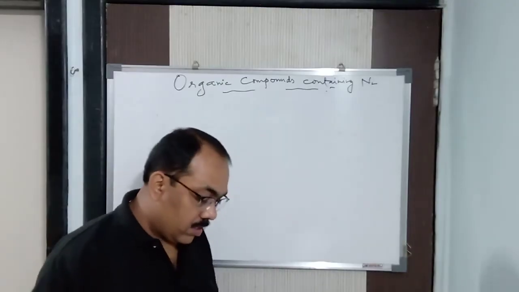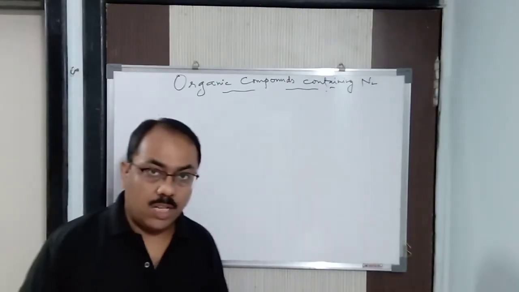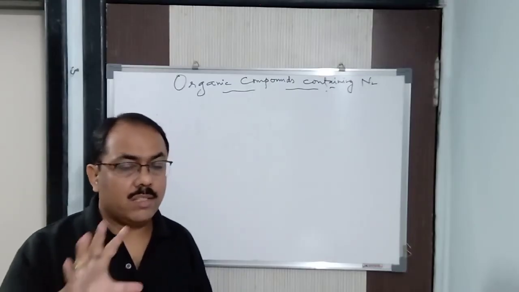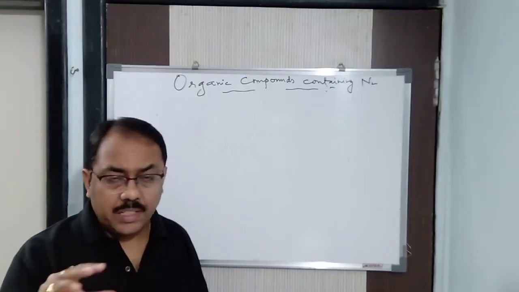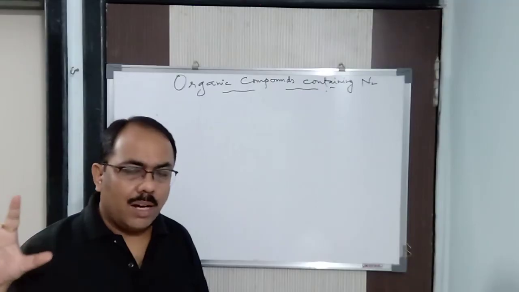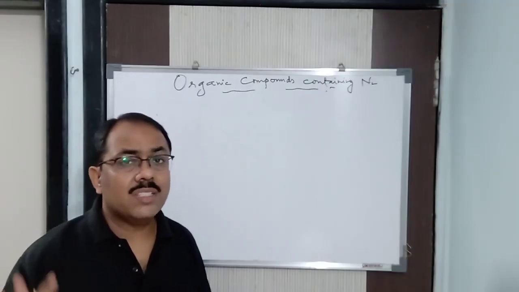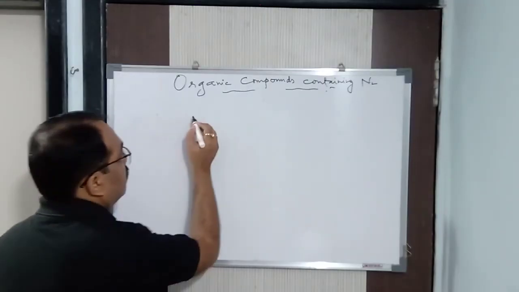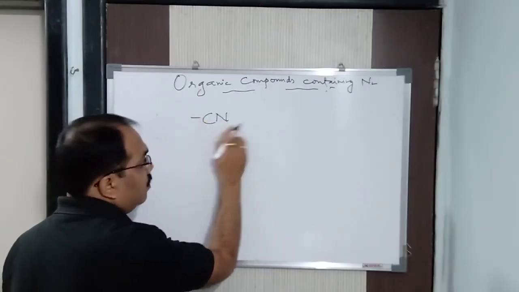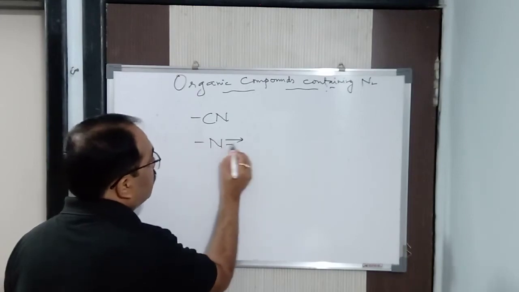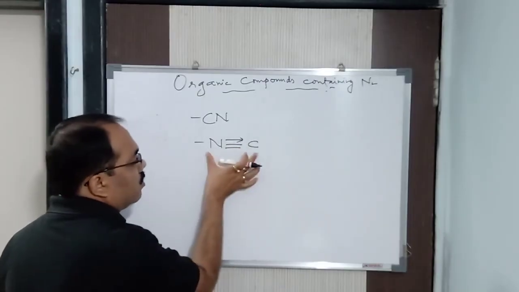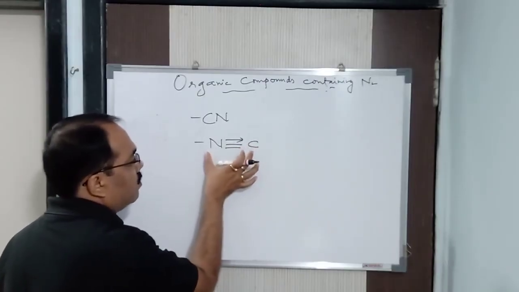Okay, so now starting with the nitriles and isonitriles, which are also called cyanides and isocyanides. Nitriles are called cyanides, with CN as the functional group, and isonitriles are called isocyanides, whose functional group is NC. This is a coordinate bond here. So it is called isonitriles or isocyanides.